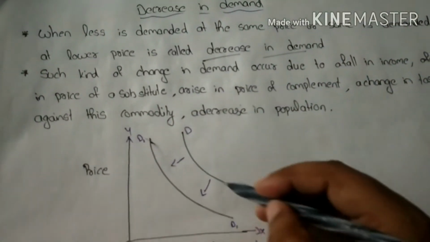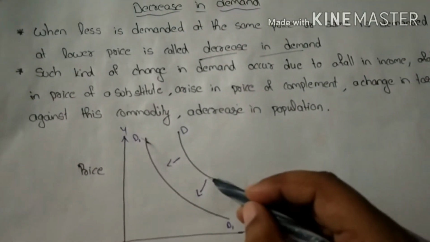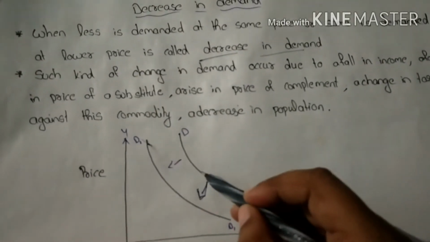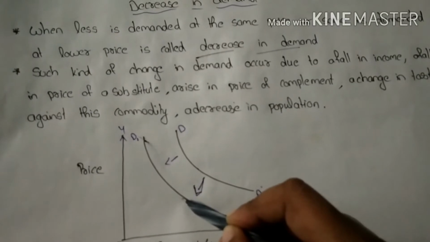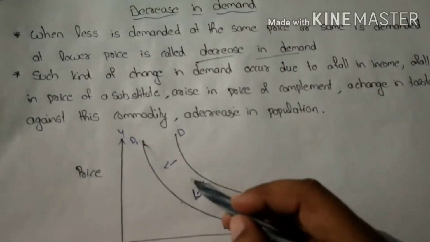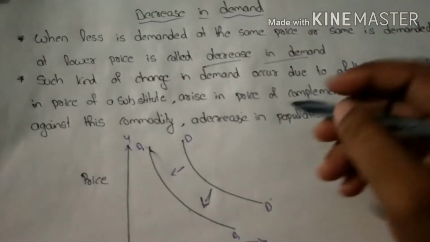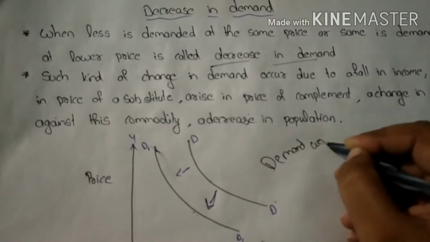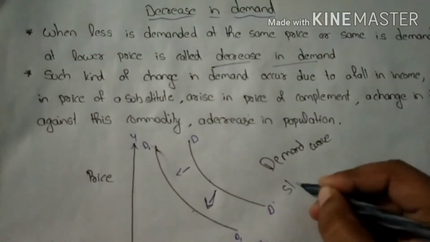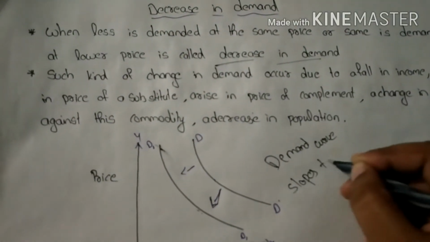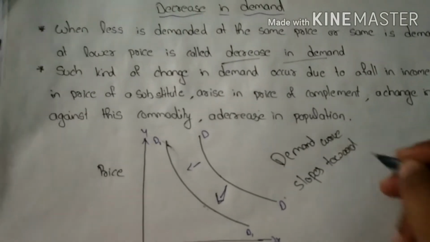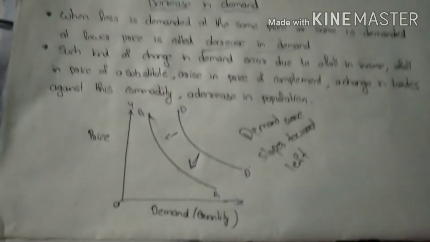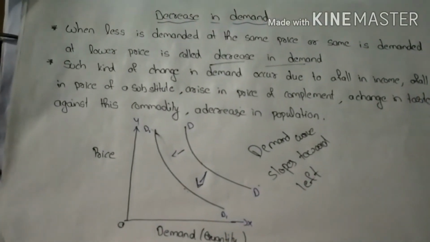So here this is the original demand curve. It slopes towards the left because here to here the demand curve decreases. It will change here to here. So here the demand curve slopes towards the left. It means a change in the demand curve. So it leads to a decrease in demand.